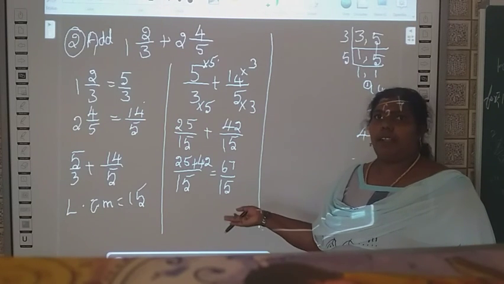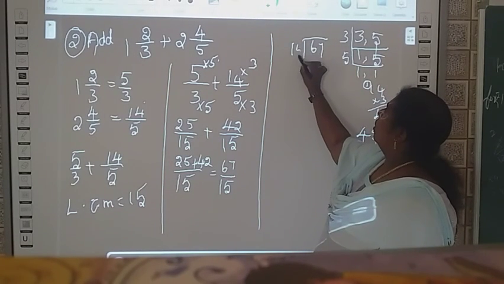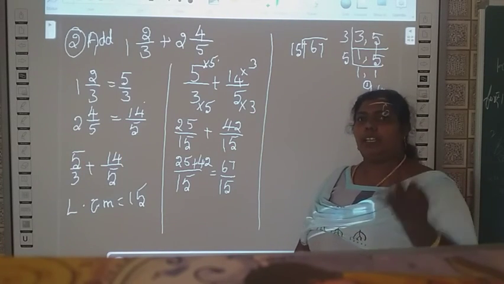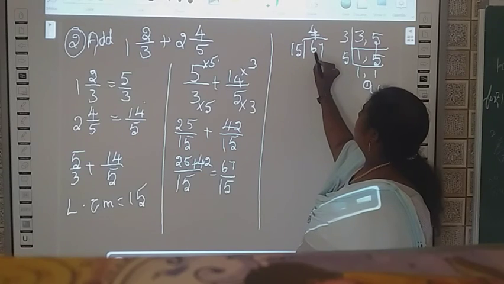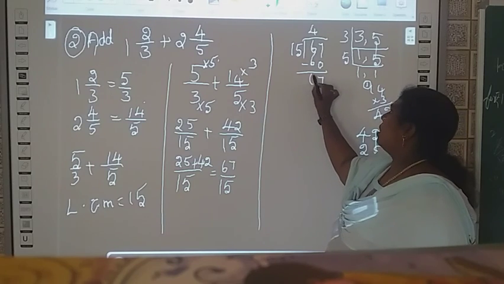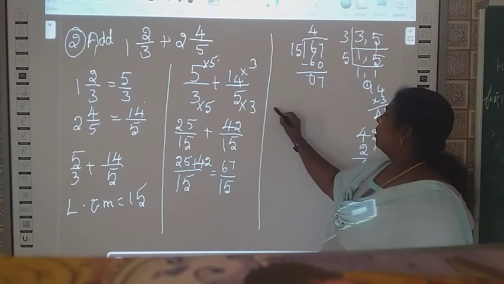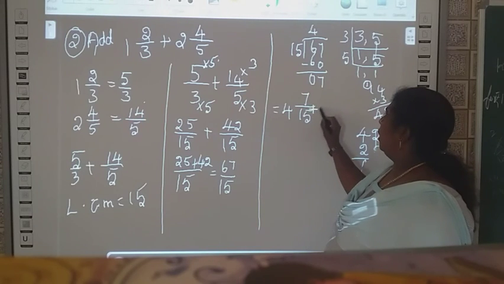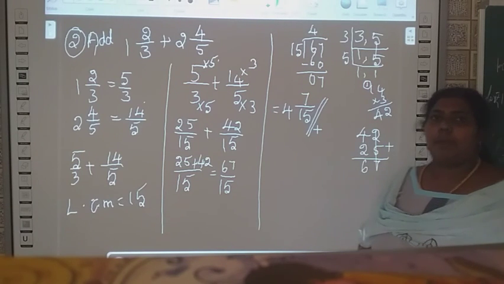How? We can divide, right? 67 divided by 15. Yes. 15, how many times? 15 table. 1 time 15, 2 times 30, 3 times 45, 4 times 60 will come, right? 4 times. 4 times 15 is 60. Subtracting, 7 minus 0, 7. 6 minus 6 is 0. Right? Mixed number, how can we write? The quotient is the whole number, right? Quotient 4, then 7 divided by 15. The answer is 4, 7 by 15.